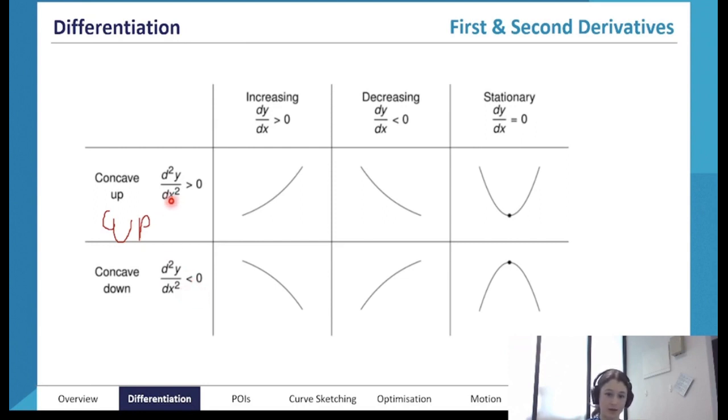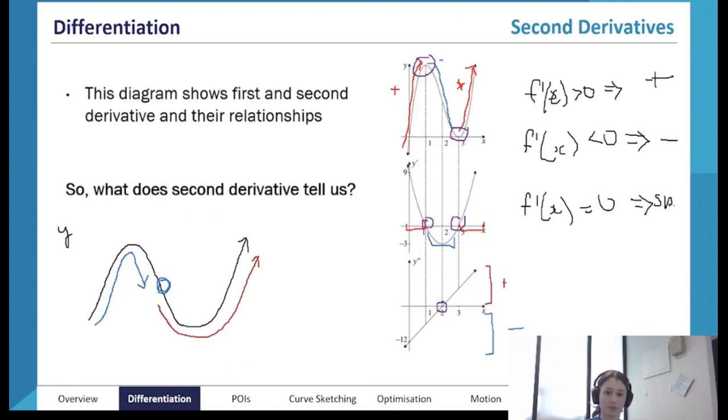So when the second derivative is positive, above 0, the first derivative is increasing, and that's what we saw back here. So when the second derivative is positive, the curve has this concave up form and is increasing. And when the second derivative is negative in this section here, then it's going to be concave down, it's decreasing.